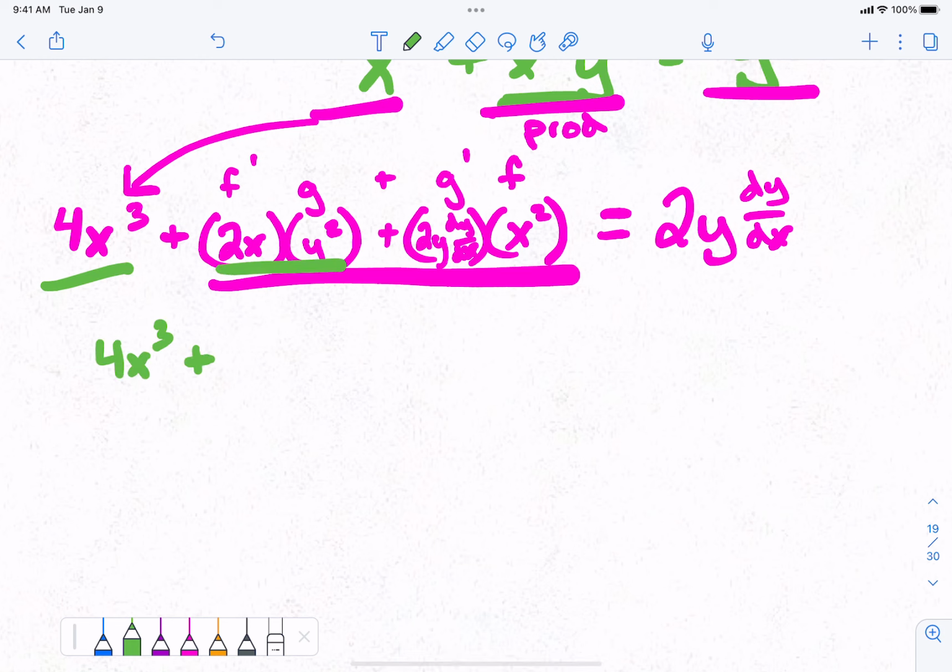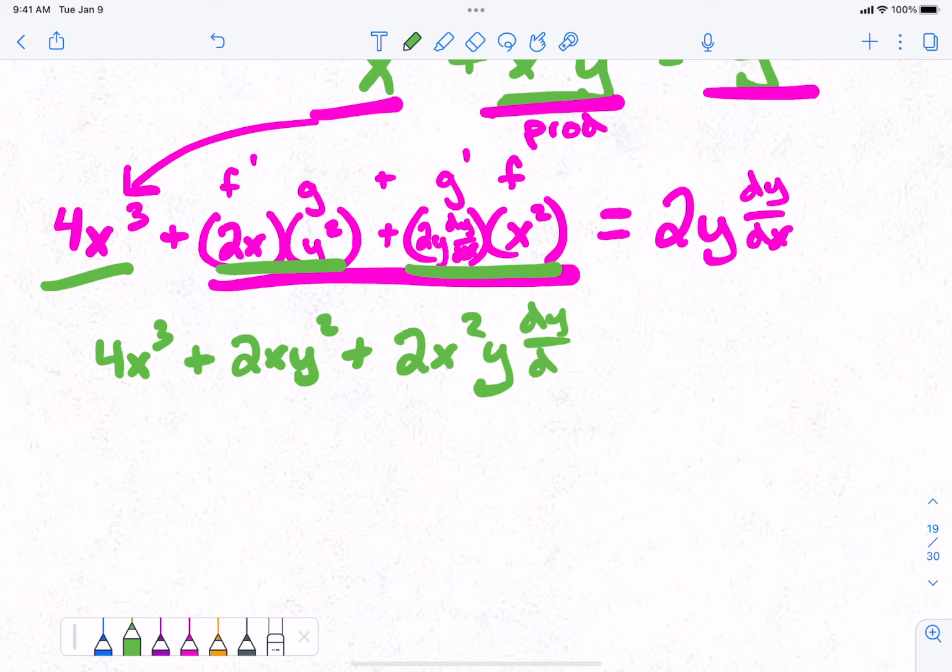Plus, this guy is 2xy squared. I'm just going to get rid of some parentheses. Plus, this right here Marcus just said, can we make him 2x squared y dy dx? In other words, can you move this x squared over here? Sure. Why not? They're all multiplied together. Okay, equals 2y dy dx.